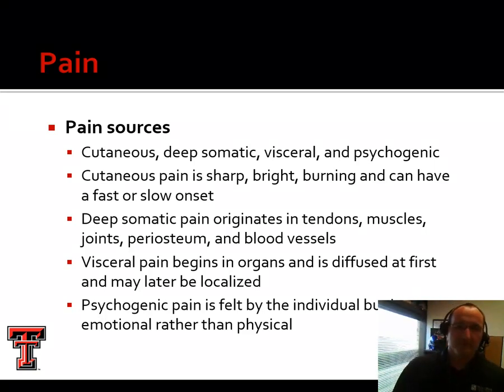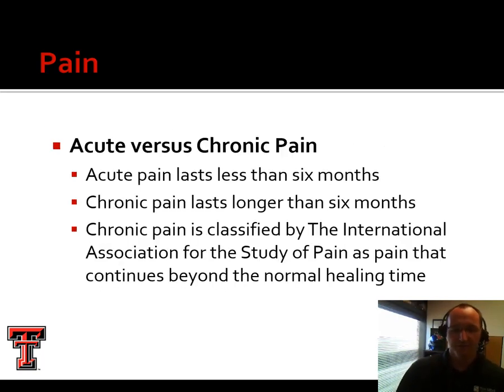This is, and it's not even neurological, but rather in the emotional rather than the physical. Okay, so much like we talked about with inflammation, pain can also be acute versus chronic. But we do have some conventions here. So acute pain lasts less than 6 months, and then chronic pain extends beyond that.